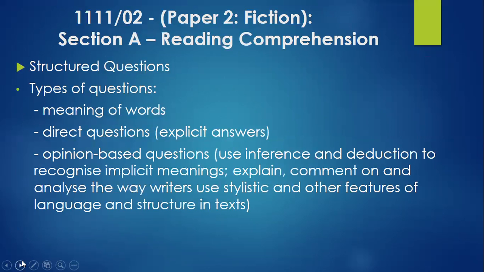Now let's look at section A, the types of questions for section A. The types of questions that you could be asked could be the same as paper 1, but here in paper 2, you may be asked to write a little bit more since you do not have a summary in paper 2. So you could be asked meaning of words, some direct questions, or even opinion-based questions where you will need to use inference, recognize implicit meanings, explain, comment on writer's effect, and also support your answers with examples from the text.